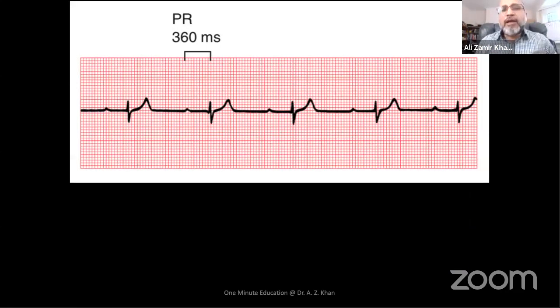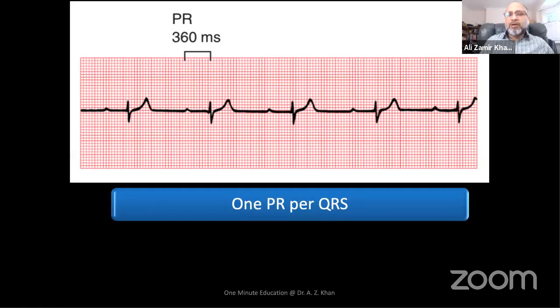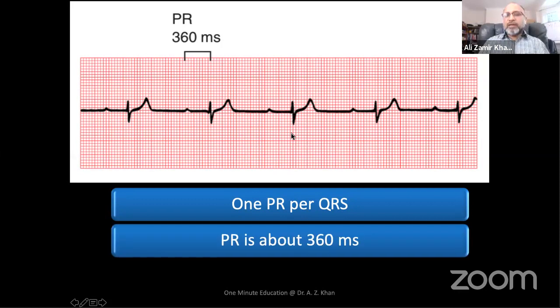What do you think will happen in a first degree heart block? There is one PR per QRS. The P is there, the QRS is there, the T is there. Regularly, there is a P, QRS, T, P, QRS, T. But what is happening is the PR interval is becoming prolonged. Last time when I did the lecture on ECG, I told you that the PR interval denotes the AV bundle. The PR interval denotes slow conduction in the AV bundle. Remember the upward spike and downward spike are a flat line.